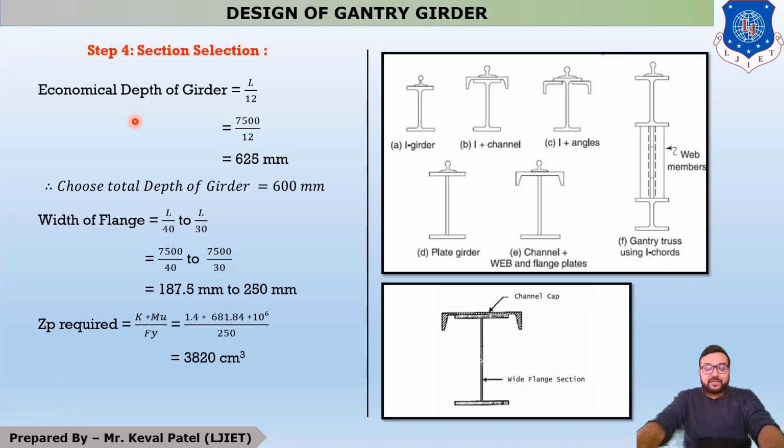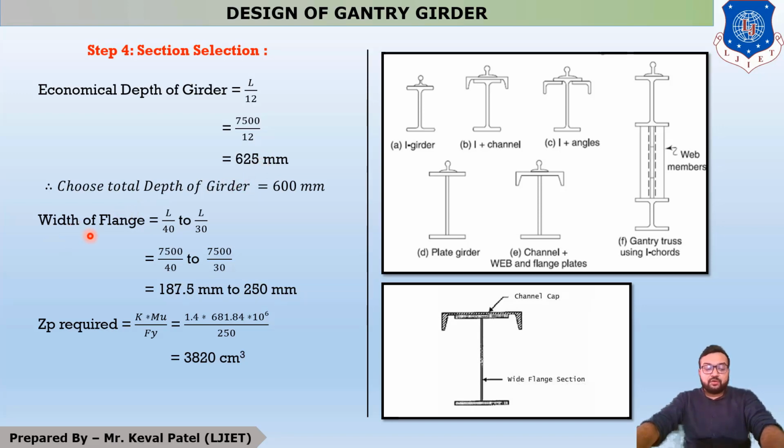Okay, so students, there are two assumptions which we have to make. The first is economical depth of girder. It means this is for only the I section. Okay, so the economical depth of girder is L by 12. Now what is L? L means length of gantry girder, because we have to find out the design of gantry girder. It means we have to take only the span of gantry girder, which is 7.5 meter, and this 7.5 meter is equal to 7500 mm divided by 12, so it is 625 mm.